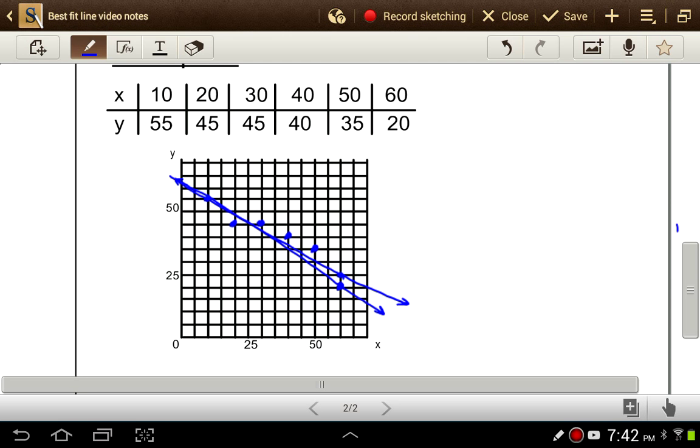So I'm going to forget this first line. I'm going to use this second line here. That's the line I'm going to use. I think that's a better representation of the line. It makes it not dropping down so much.